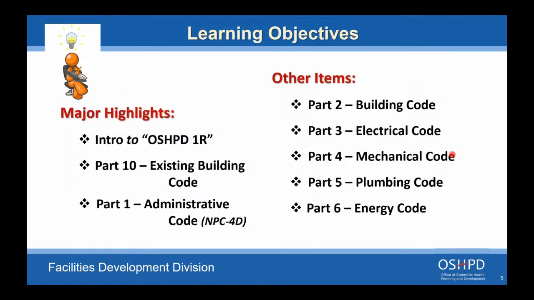And today we'll be looking at the major highlights. We have an intro to OSHPD 1R. We'll walk through what that is and how it's applied, what it means. We'll also go over Part 10 for the existing building code and Part 1 of the administrative code today. Other items that will be coming in the future sessions are Parts 2, 3, 4, 5, and 6. Those are the primary changes that were made in the 2019 code.